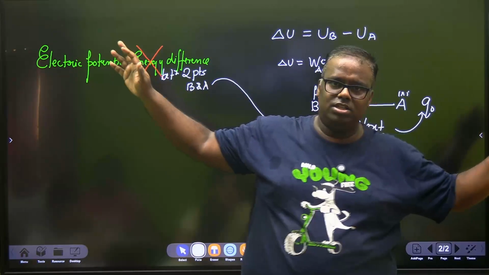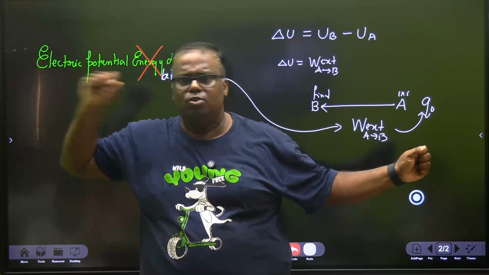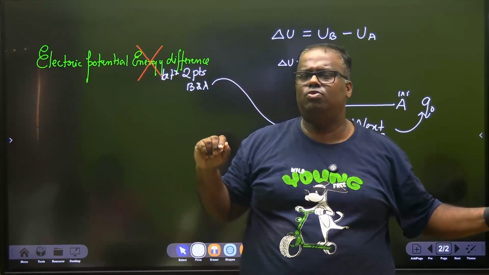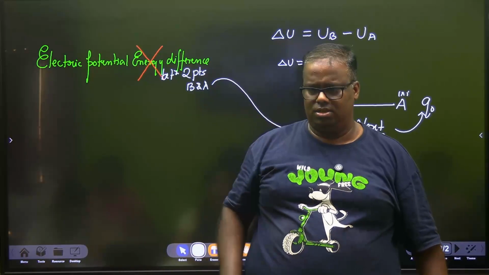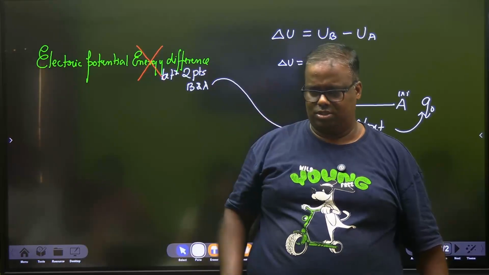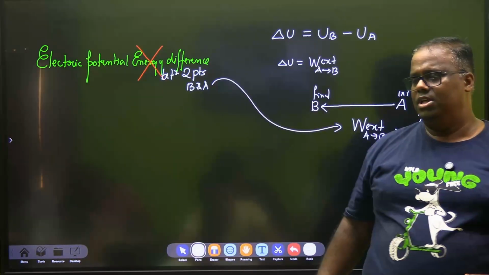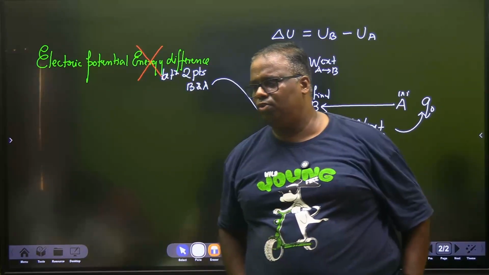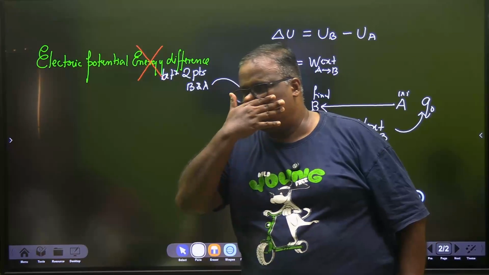Now what do we do? Take that test charge and start moving it from A towards B, with some conditions. How will we move it? Very slowly. Zero acceleration. No net force. So write this down now. You introduced Q naught. Now your next job is to move Q naught from A towards B.